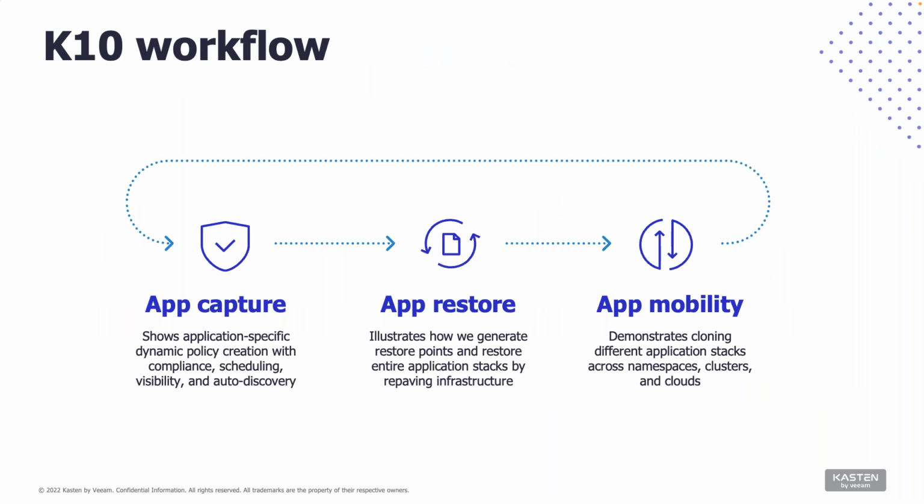Now, let's look into the workflow, right? A lot of people start to ask, how does it work? The first approach is, once we have installed, we will do application capture. This is where we start to do a discovery of the applications. Once you have discovered the applications, you can start to build the policy. Inside the policy, you can configure the settings. You can also configure the scheduling as well. In case of any disasters, you can also use Kasten to do recovery.